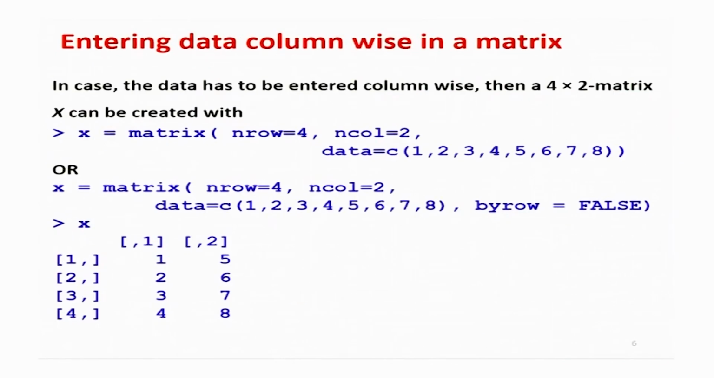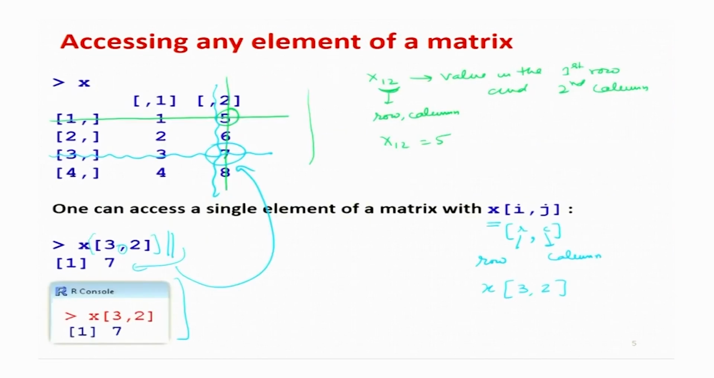Now we come back to our slides and try to see some more operations. You have seen that when you define a matrix in this particular way, the data is going to enter column wise. The data is entered column wise, like 1, 2, 3, 4 and then 5, 6, 7, 8.